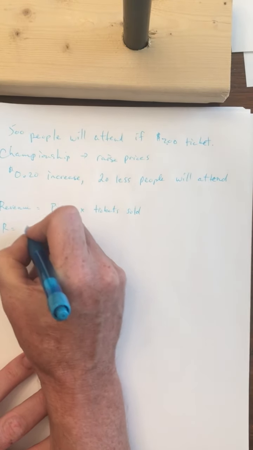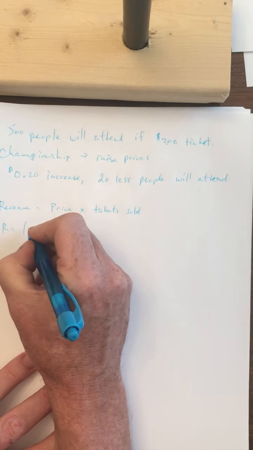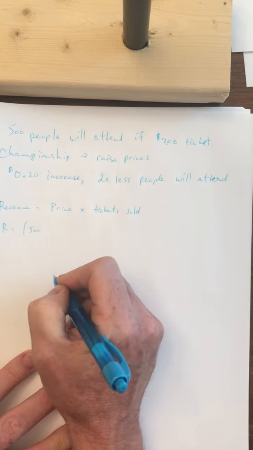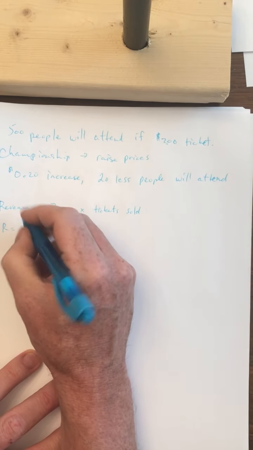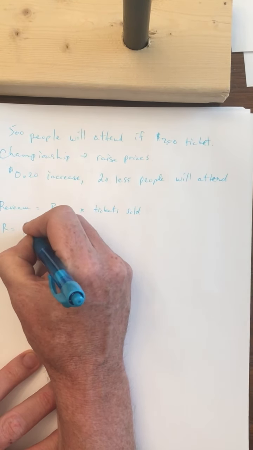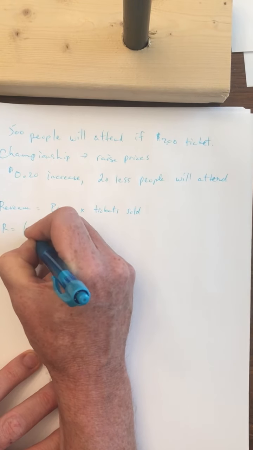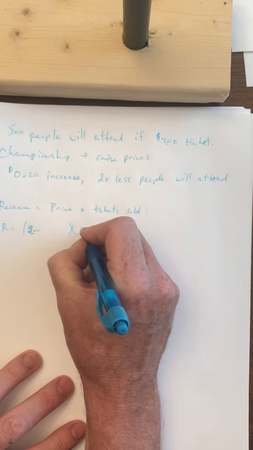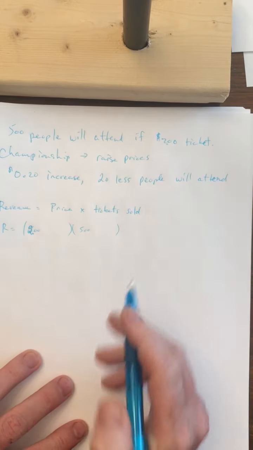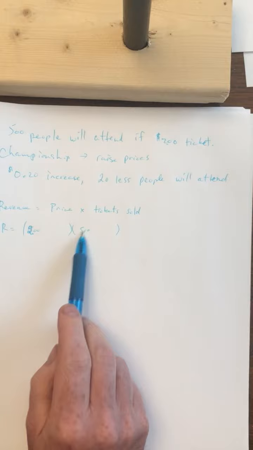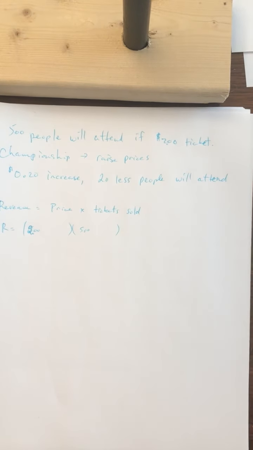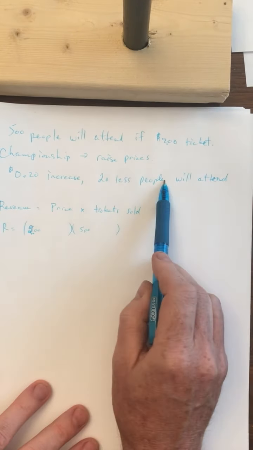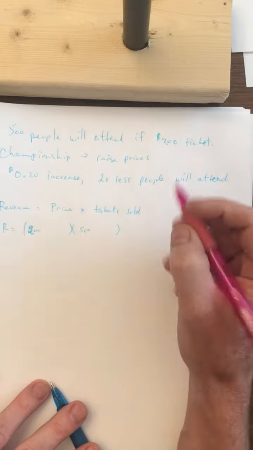So revenue is, we know in our case here, the price is normally $2, and the tickets sold is normally 500. So for a regular game, $2 times 500, that would be $1,000 of revenue. Let's factor in our increases.